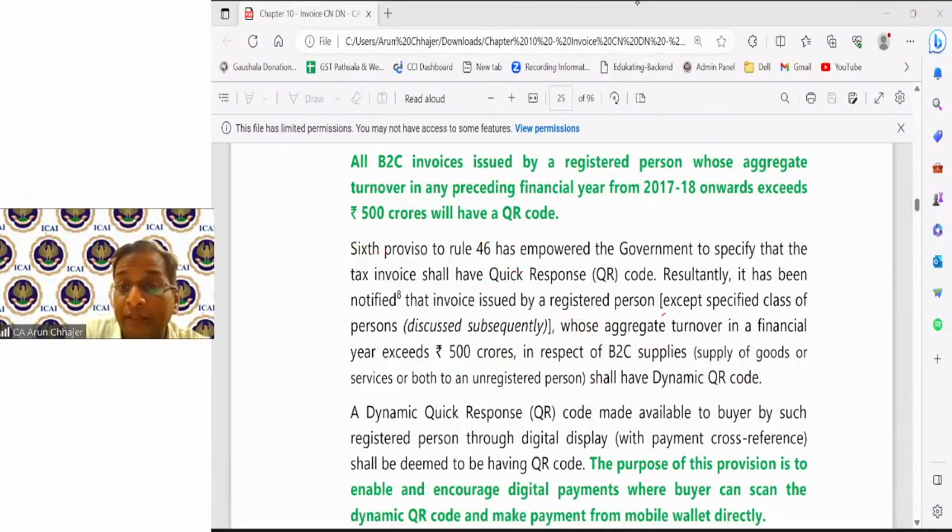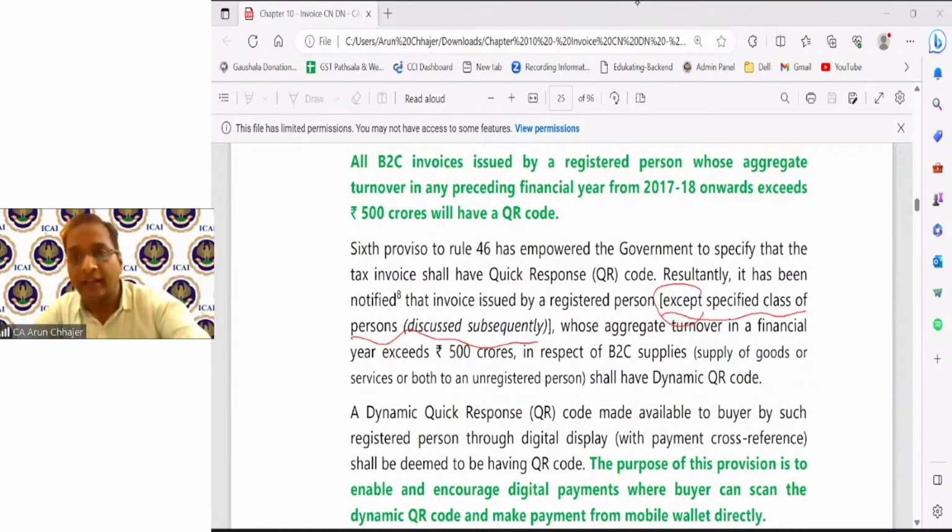Please note one thing: the specified class of persons which is not required to issue the dynamic QR code is the same as we have discussed in e-invoicing, like government authority, local authority, government department, transportation service, passenger transportation service, goods transportation agencies, banking, financial institution, NBFC, multiplex cinema. All these are also exempted from dynamic QR code.